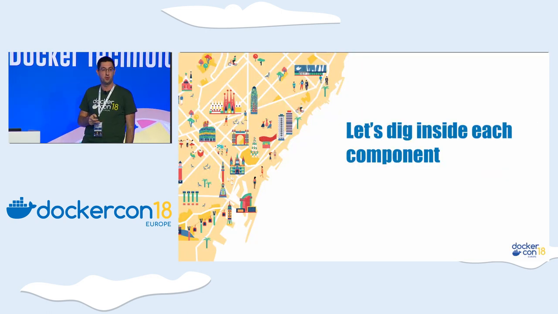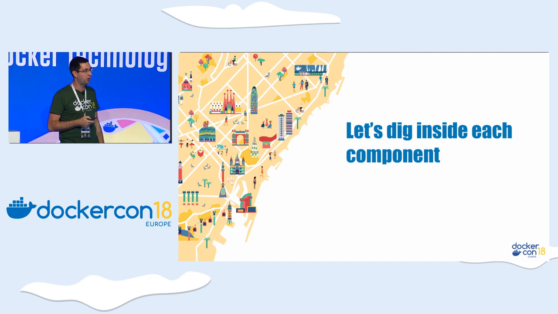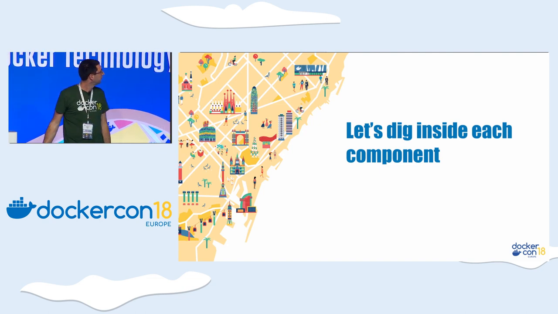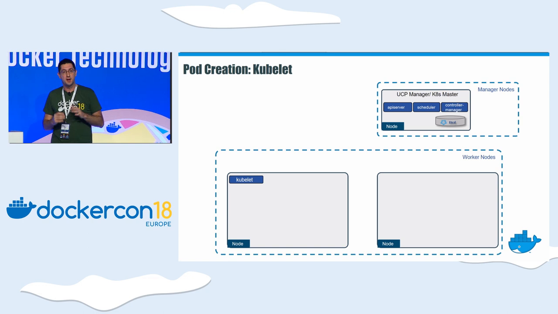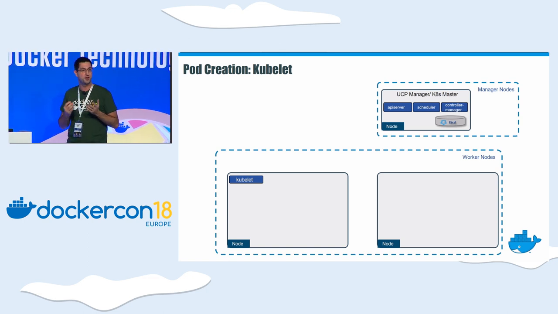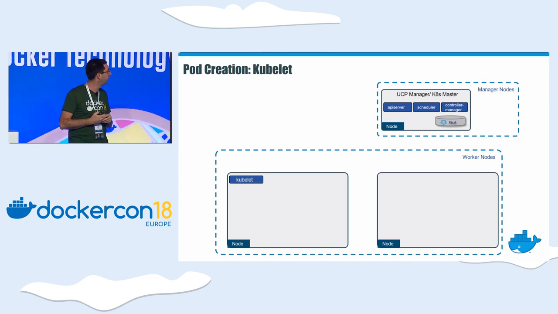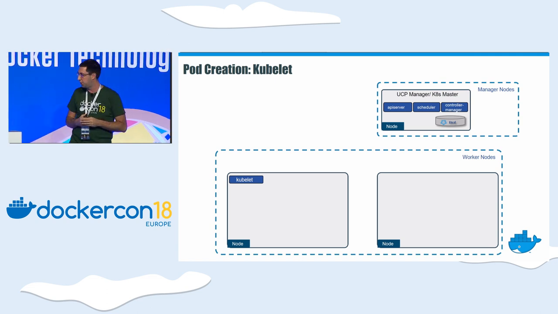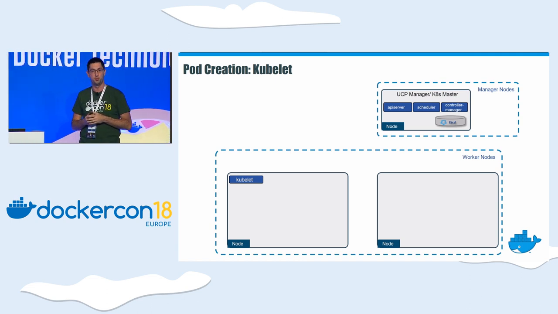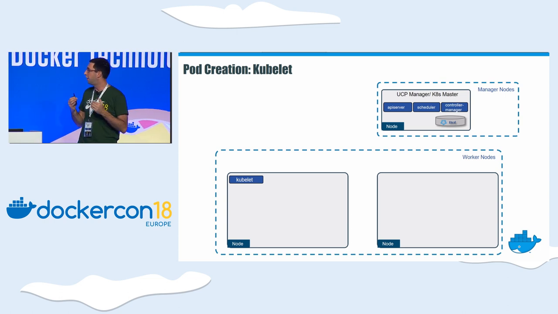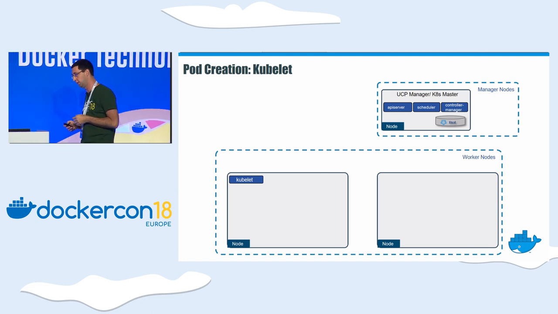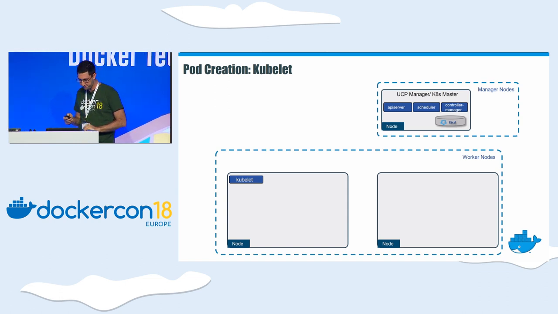Let's dig inside each of these components and explain a little bit how it works underneath. For the slide, to be easy to understand, I start with a fresh installation of Kubernetes and the Docker Enterprise platform. So you have on the top right the manager node, with our Kubernetes components, API server, scheduler, and so on, and our etcd cluster to support the key value store. And on the bottom, you have the worker nodes. I chose to draw only two, running kubelet, which is really the agent inside each worker in Kubernetes.